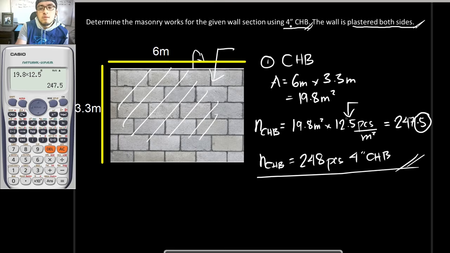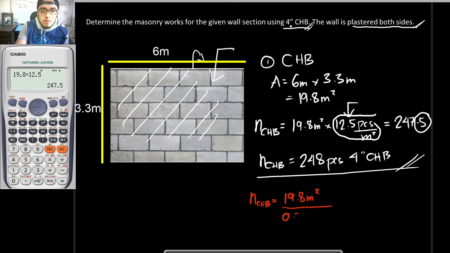And if you are not convinced with this factor right here, you can actually do this. So number of CHB, wait, lagyan natin ng ibang color. So this would be an alternative. So number of CHB is equal to the area, which is 19.8 square meter. Divide this by the area of one piece of concrete hollow block.